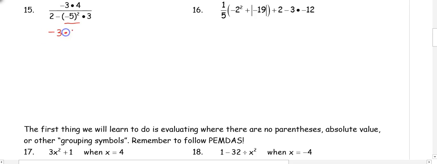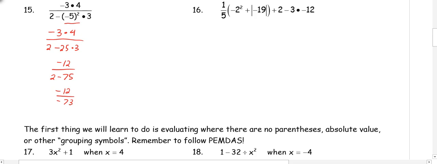So we have negative 3 times 4 over 2 minus 25 times 3. Now, in the top of the fraction there's a multiplication, and in the bottom of the fraction there's a multiplication. We can do both of those at the same time, so negative 3 times 4 is negative 12, and 25 times 3 is 75. Last, we can do our subtraction, so we get negative 12 over negative 73.